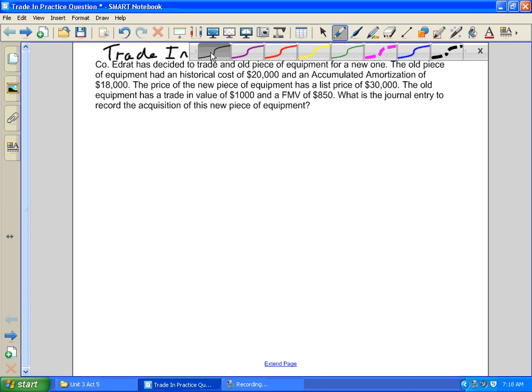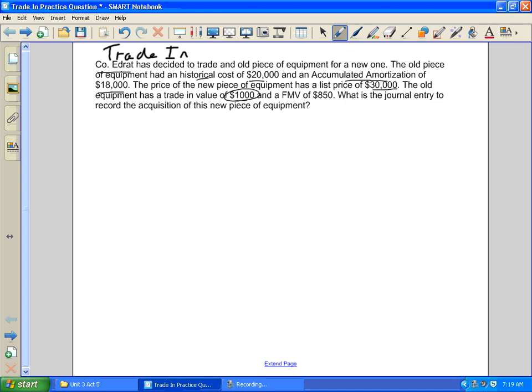Okay, so look, we have company EDRAT, and they've decided to trade an old piece of equipment for a new one. Something that happens quite often. We do that when we're with cars. Companies do that with equipment. So the old piece of equipment had an historical cost of $20,000, which is what's sitting in their ledger account, and an accumulated amortization of $18,000. Again, what's sitting in their general ledger accounts. The price of the new equipment is 30 grand. The old equipment, the stuff we're trading in, has a trade-in value of $1,000.